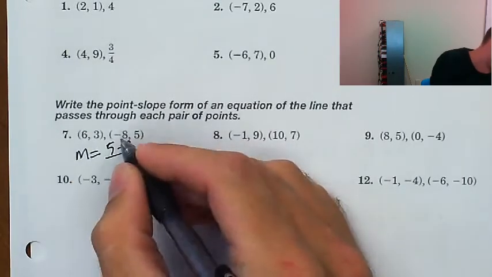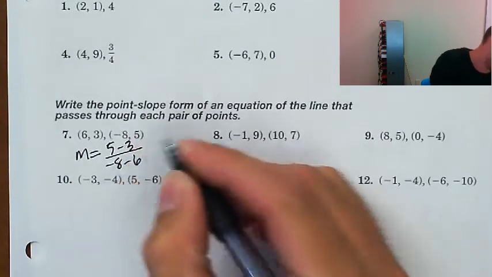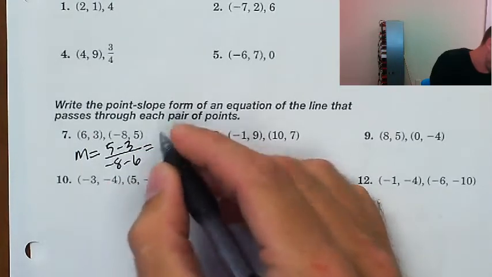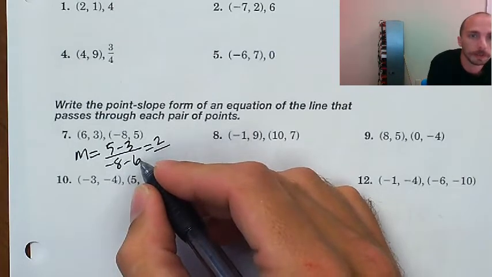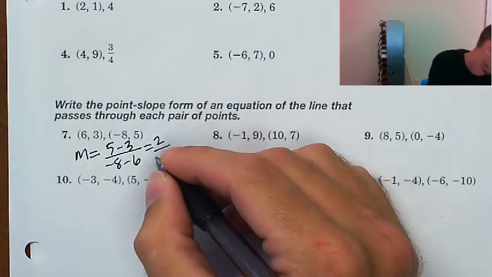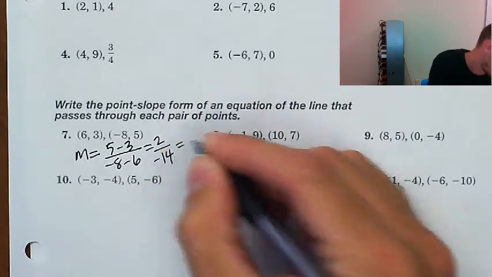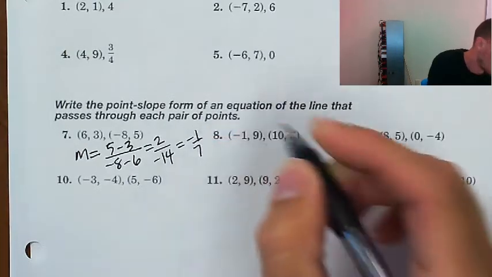Over x2 minus x1, that's negative 8 minus 6. And that'll be 5 minus 3 is 2, over negative 8 minus 6 is going to be negative 14. Okay, and I can simplify that. That's going to be negative 1/7.